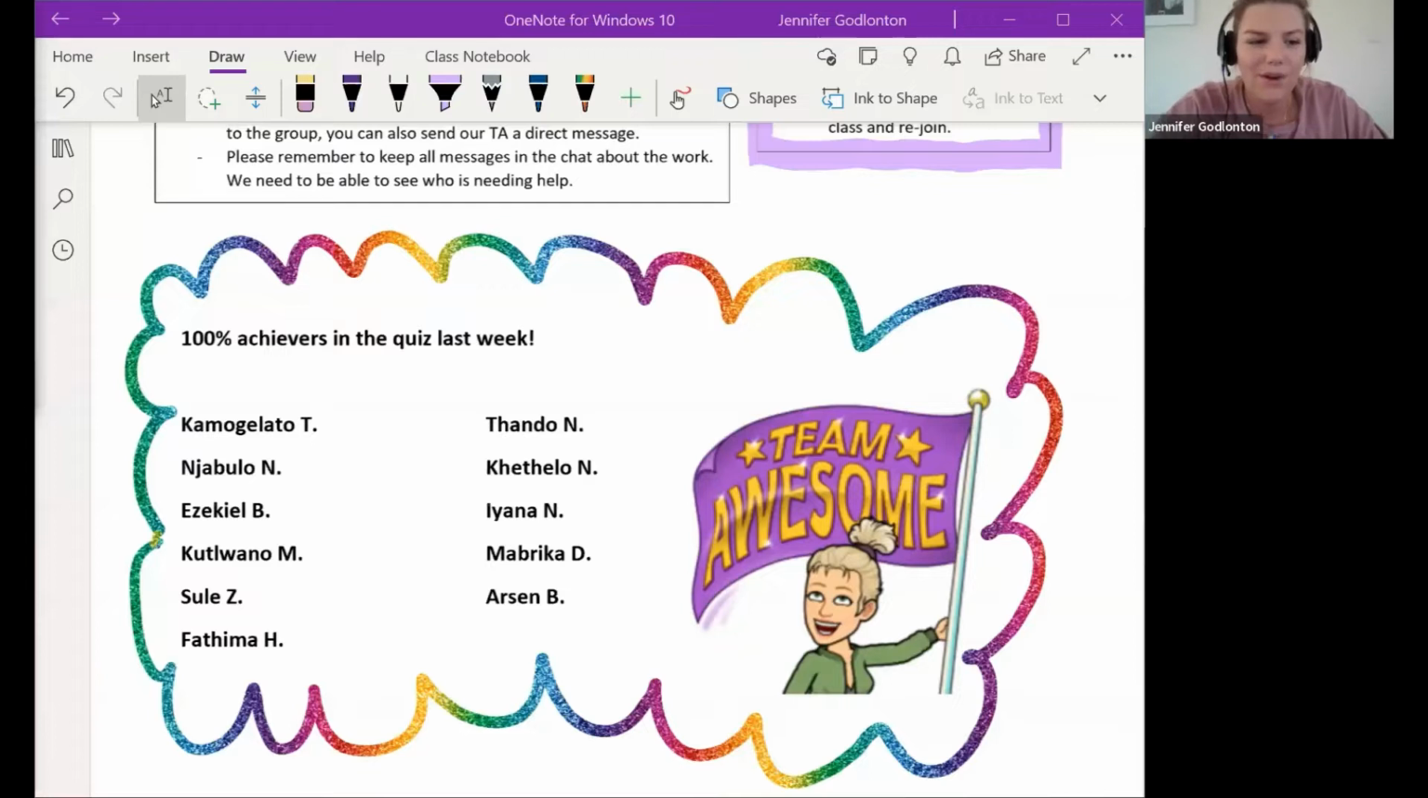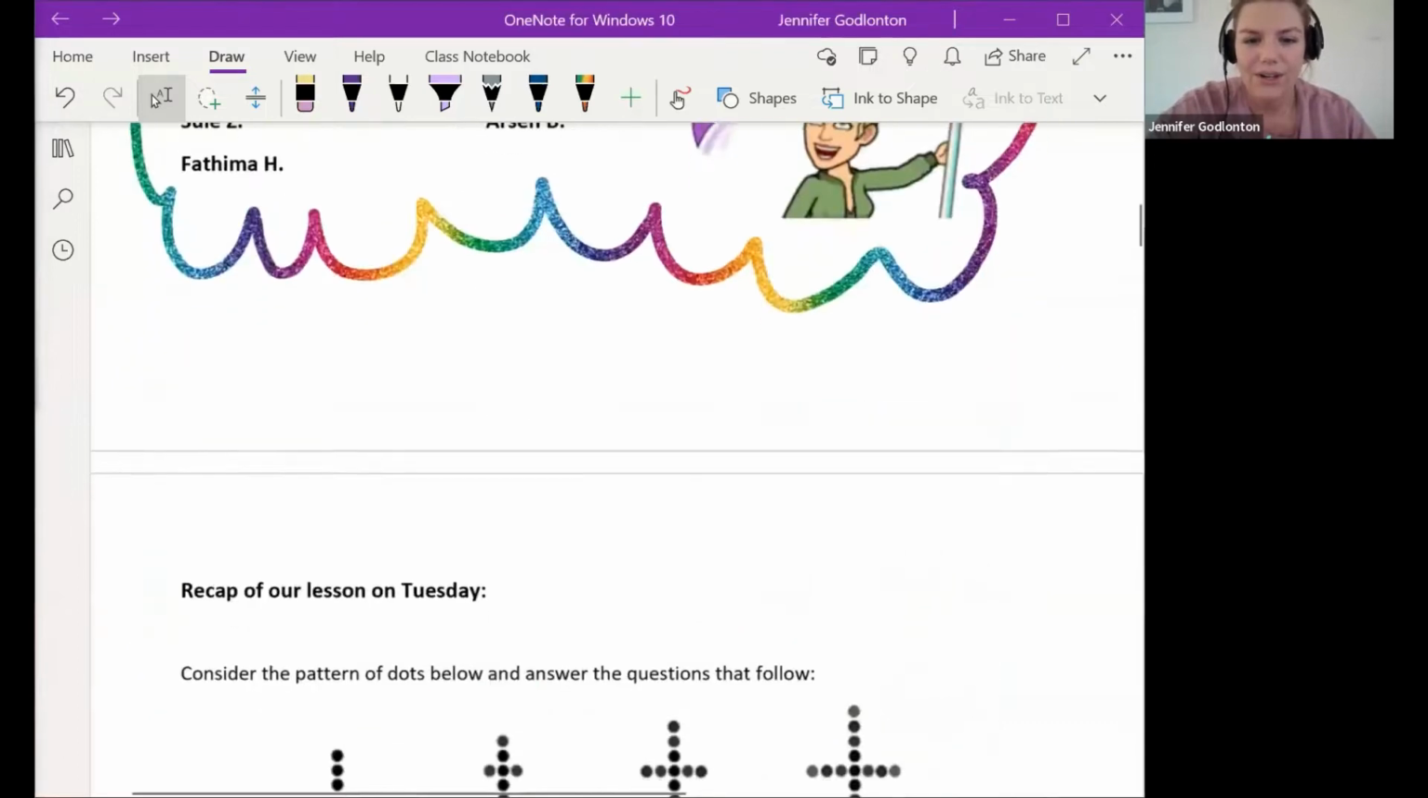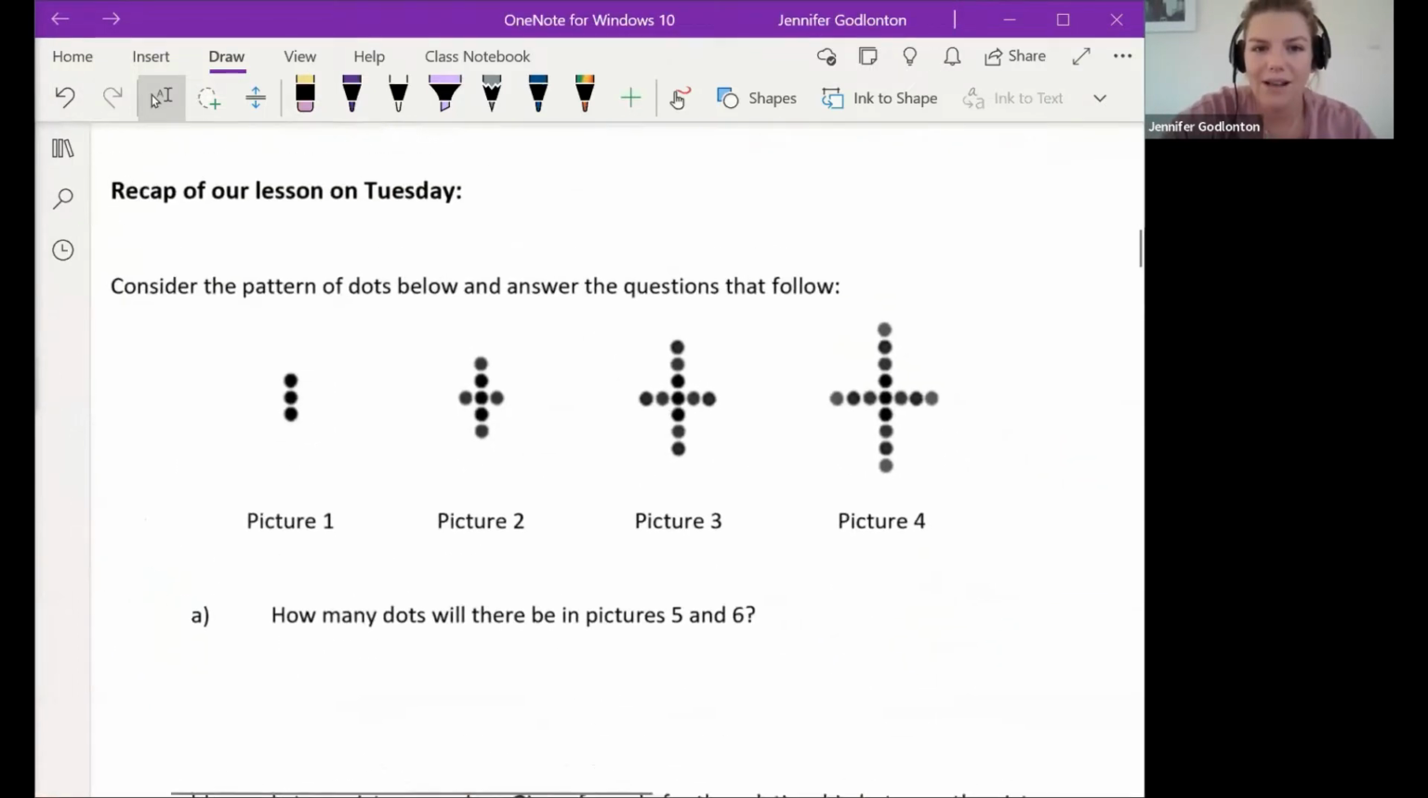Now, we are going to do a quick thing where we're just going to go over the pattern work that we did on Tuesday, which was using pictures. And then we're going to do a recap over everything that we've done in pattern work so far, because it's our last lesson on patterns today. And then we're going to move on to algebra next week. Okay, so quick recap of our lesson on Tuesday.